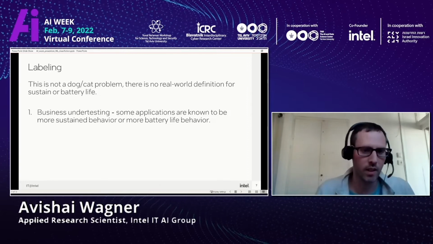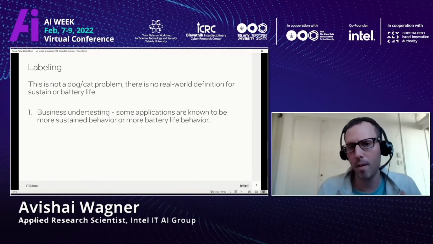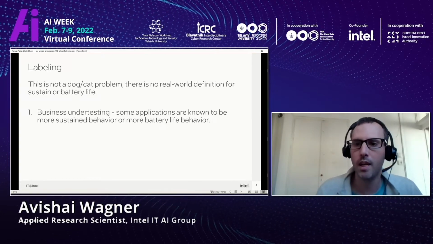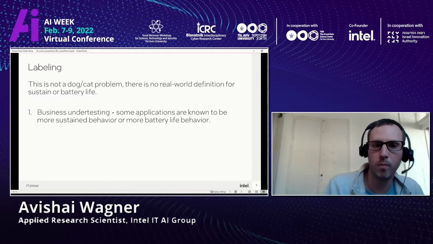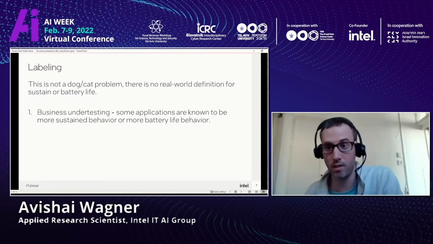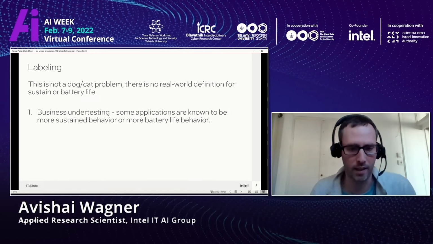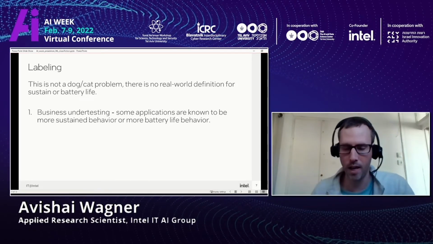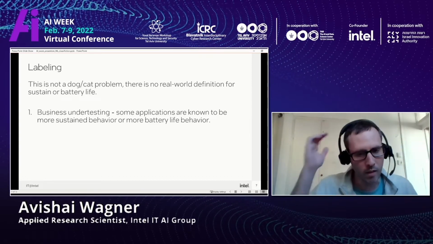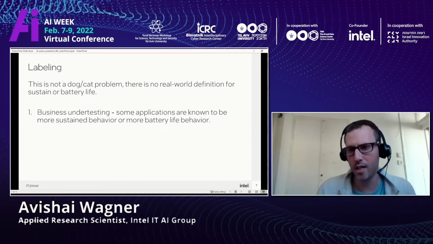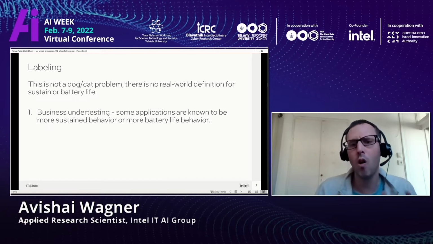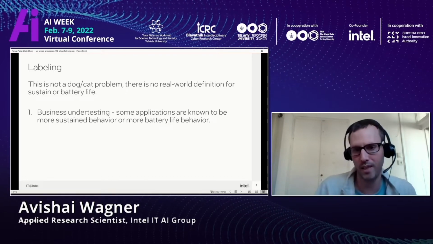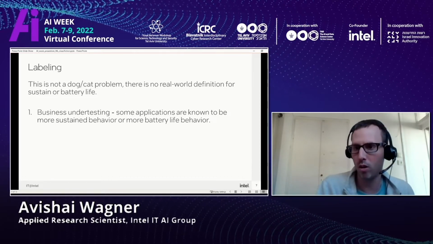So the first and most basic one is some business understanding rules. Some applications are known to be more sustained because performance matters more, like gaming, and others more battery life, like video playback, as I mentioned before. But more than applications, we practically know how features should behave in different workloads.